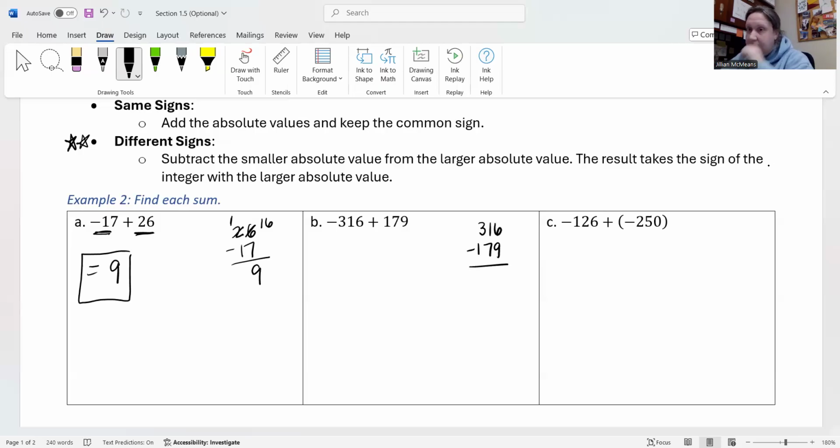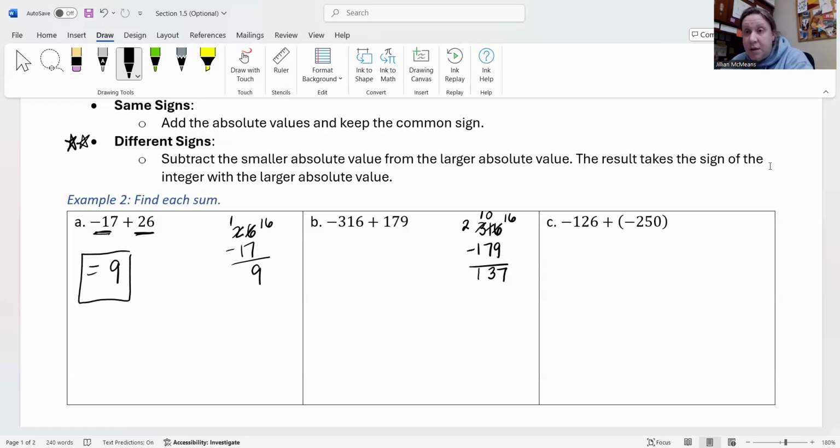So same thing, I can't take 9 from 6, but I can borrow. So 1 becomes 0. 6 becomes 16. 16 minus 9 is 7. I can't take 7 from 0, so I borrow. 3 becomes 2. 0 becomes 10. 10 minus 7 is 3. And then 2 minus 1 is 1. So right now I know I'm dealing with 137.